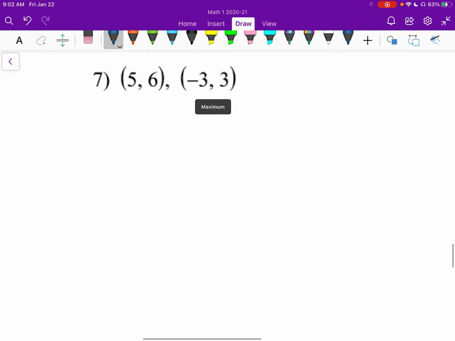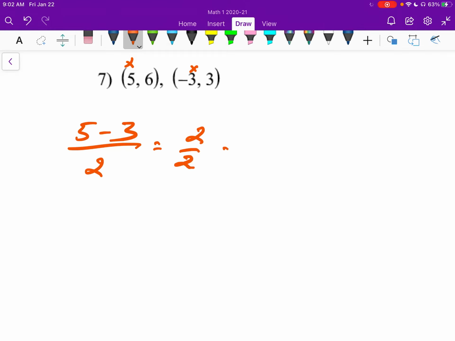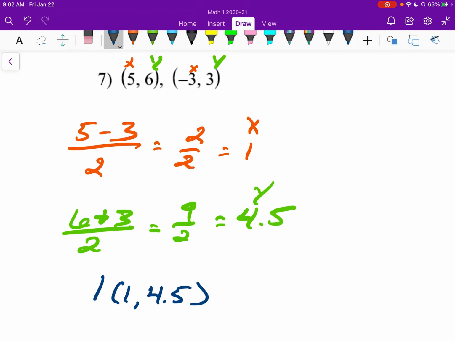Lastly, number 7. For my x's, I'm going to have 5 plus negative 3 over 2, which is 2 over 2, which is 1. That's my x. And then for my y's, I'm going to have 6 plus 3 over 2, 9 over 2, which is 4.5. That's my y. So lastly, I can write my answer as 1, 4.5.